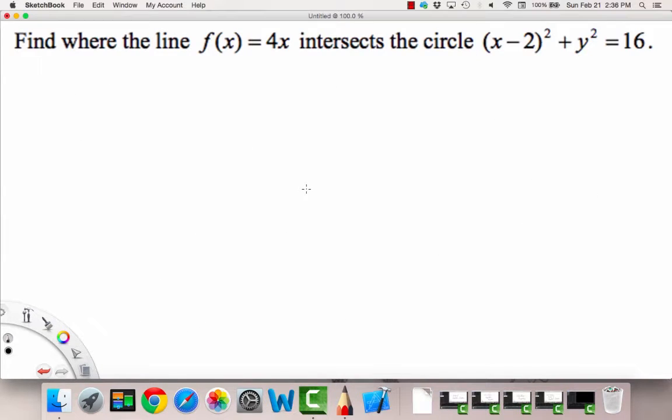Alrighty, so here's the last example for this concepts video. It asks us to find where the line f of x is equal to 4x intersects this circle here: (x minus 2) squared plus y squared is equal to 16. Okay, so it's like, what? Hold on. How do you find where a line intersects a circle?